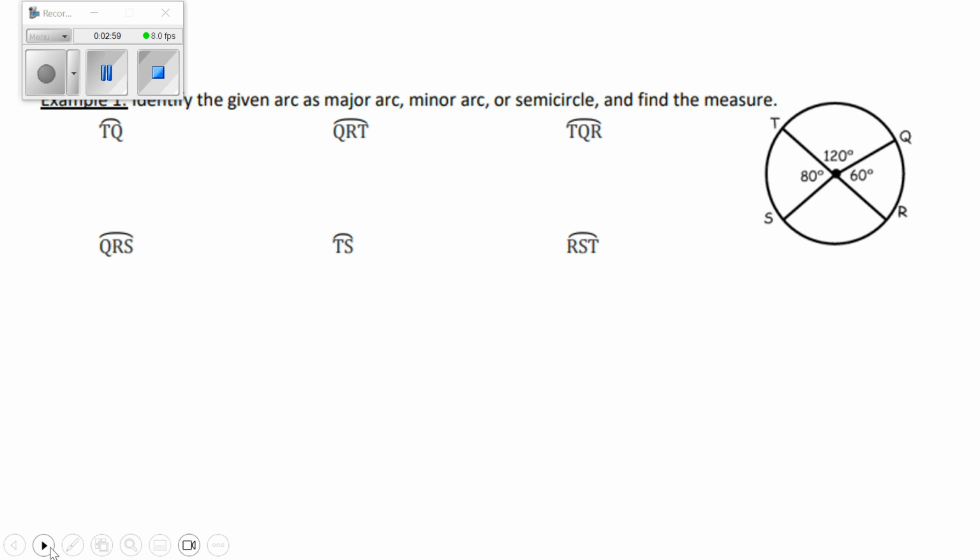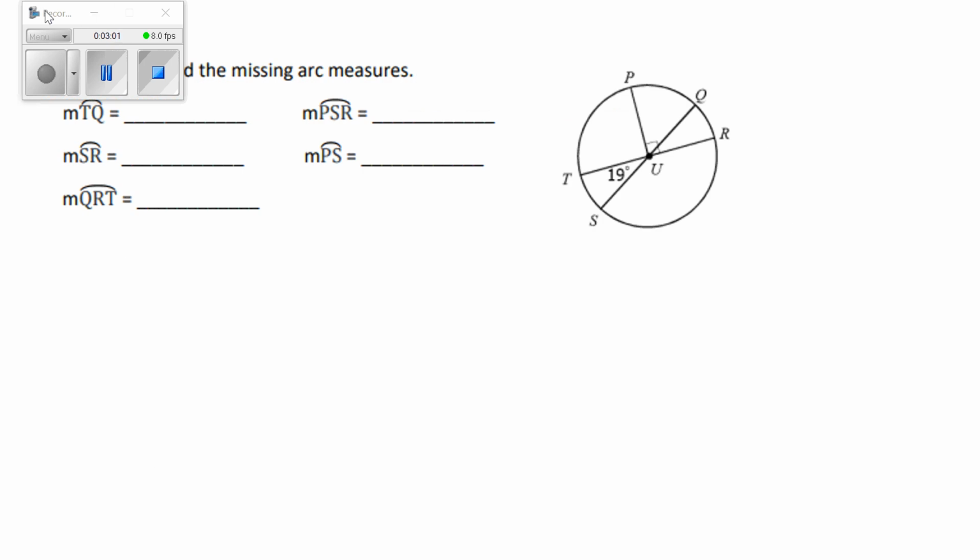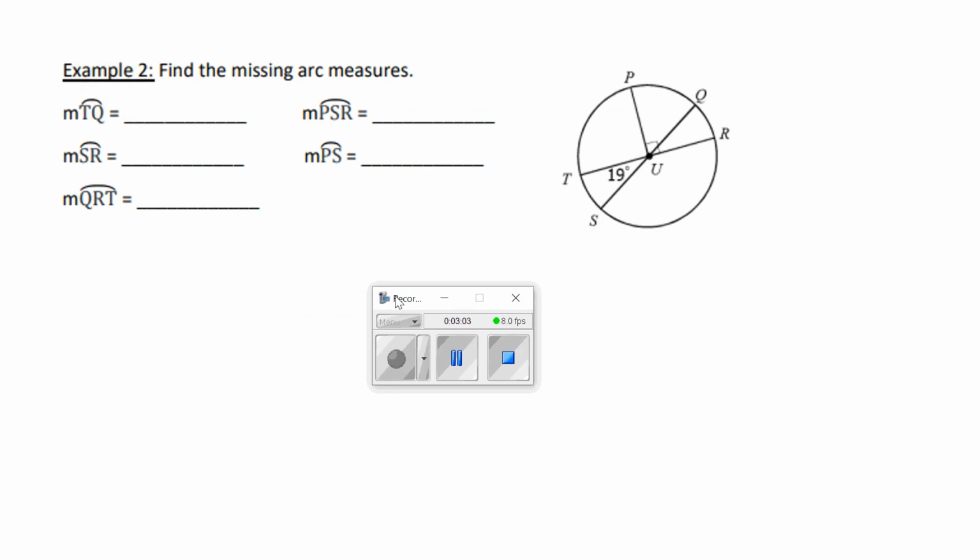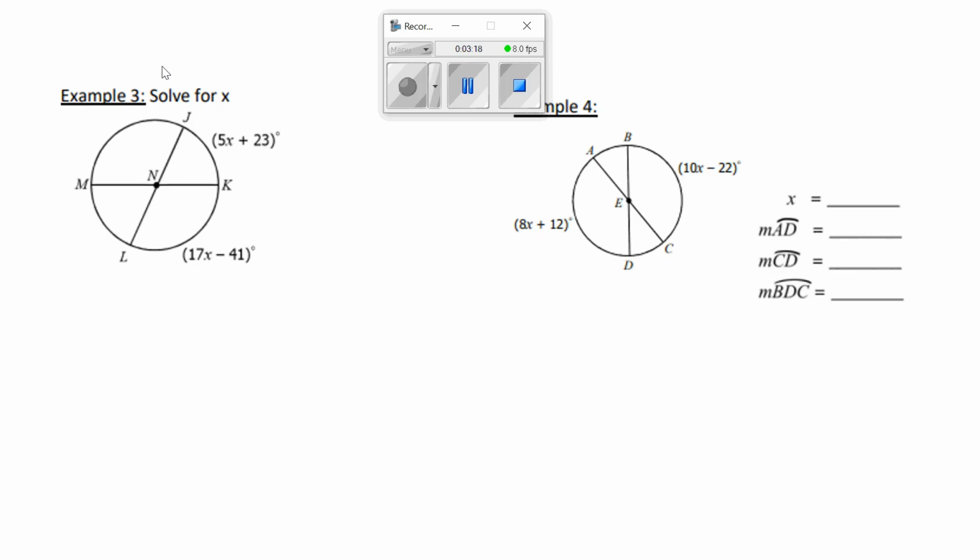I'm going to skip this for the purposes of the video. Let me see which one. I'm going to look at something like example 3 real quick.